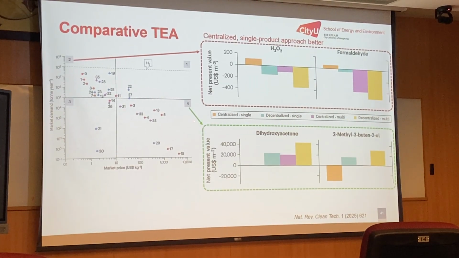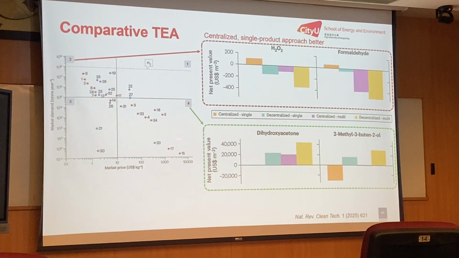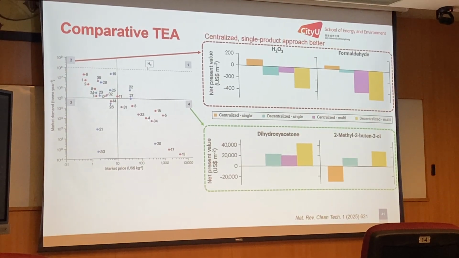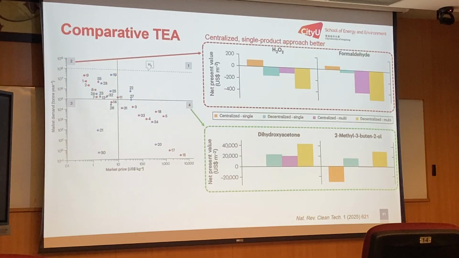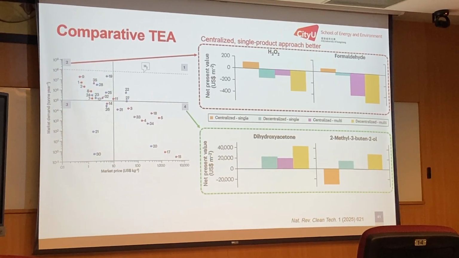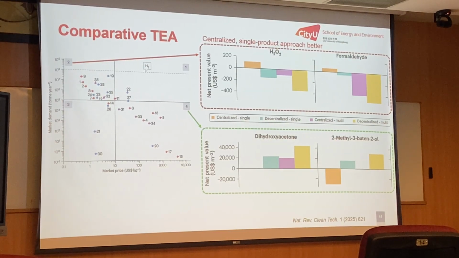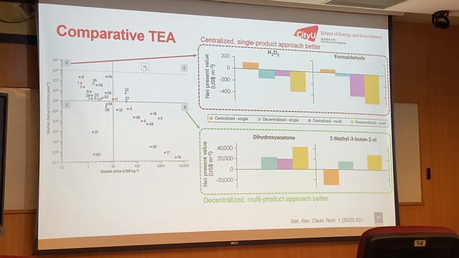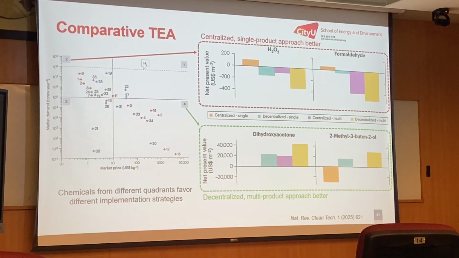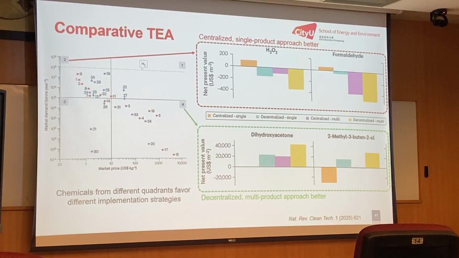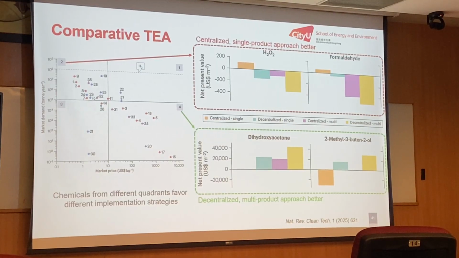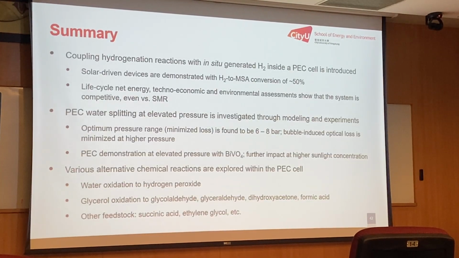However, when you look at the chemicals belonging to quadrant number 4, such as hydroxyacetone, which is this one, or MBY, which I think is this one, we see that the decentralized option actually makes a lot more sense. So the decentralized multi-product approach is better. This is a simple analysis, but it tells you that different implementation strategies would be needed for the different chemicals, and it's still not sure which one we want to target. It would require a different strategy.